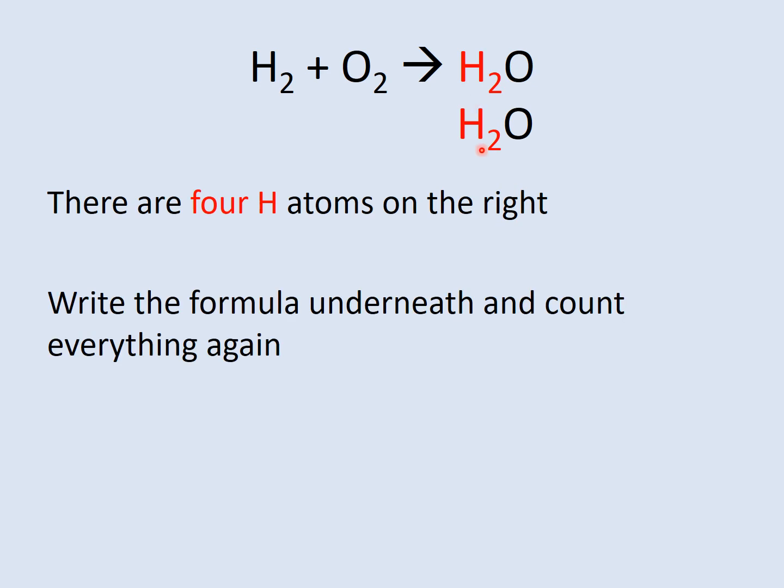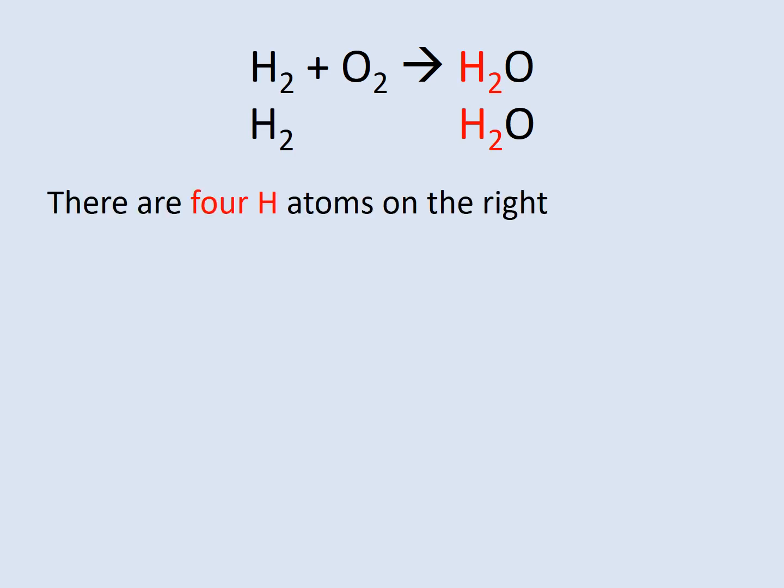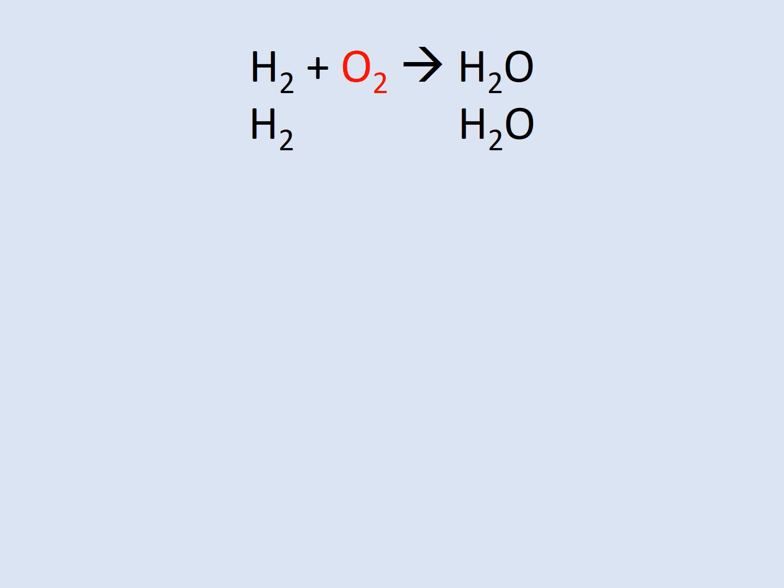Okay, so these are now not the same. So what you do, you write the formula underneath and count again. So we're going to be writing H2 underneath and counting everything again. So now the H2 is written underneath, and you can see we've now got a total of 4 H atoms on the left. And if you count the hydrogen on the right, you can see there are also 4 on the right. Now, I know it seems a bit tedious, but we do have to count the oxygen again as well. So there are now 2 oxygen atoms on the left. And you can see with those 2 water molecules, we now have 2 oxygen atoms on the right.